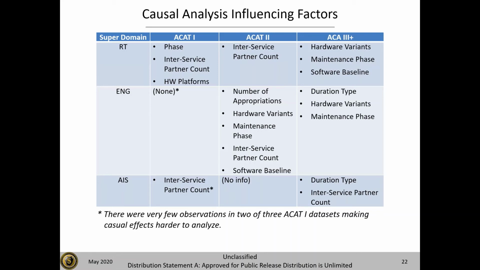But if we look at the top left block, which was the ACAT 1 real-time, we can see that phase, inter-service partner count, and hardware platforms were 3 factors that causally influenced the cost.